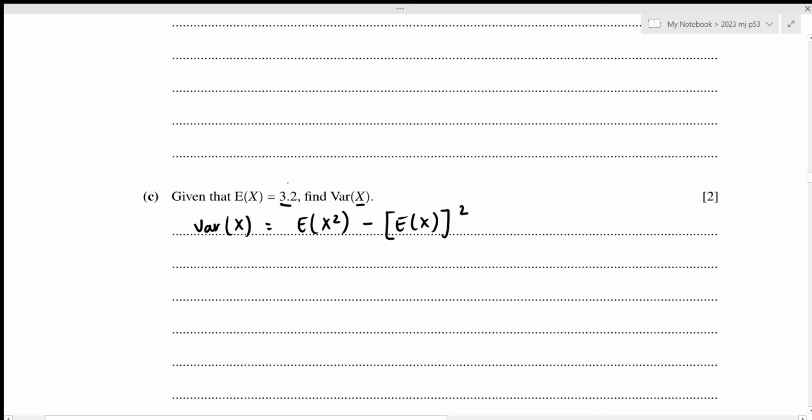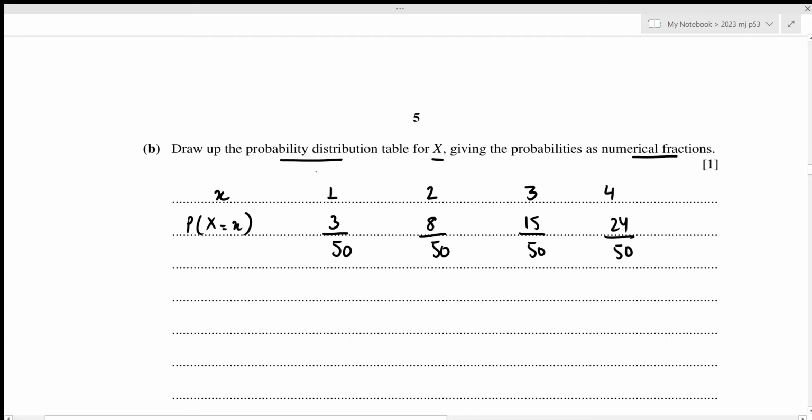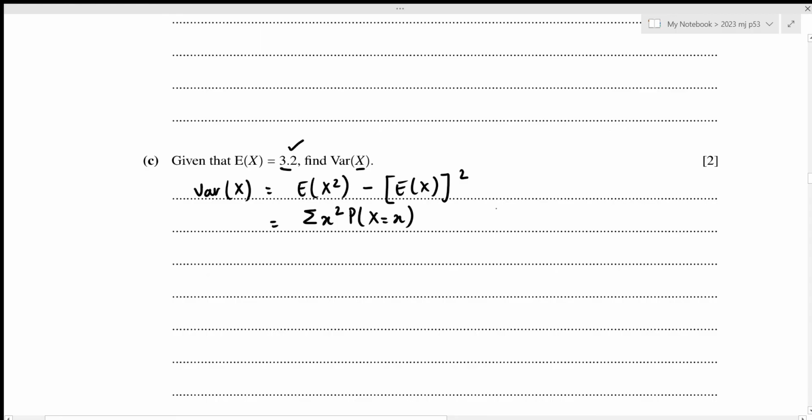Now we already have the value for expectation of x. We need to calculate expectation of x squared. And the formula is summation of x squared multiplied by probability of x equals x. What this means is from our probability distribution table, we square the values for x, then we multiply it to their corresponding probabilities, and we sum these values. And for expectation of x, that is still going to be 3.2 squared.